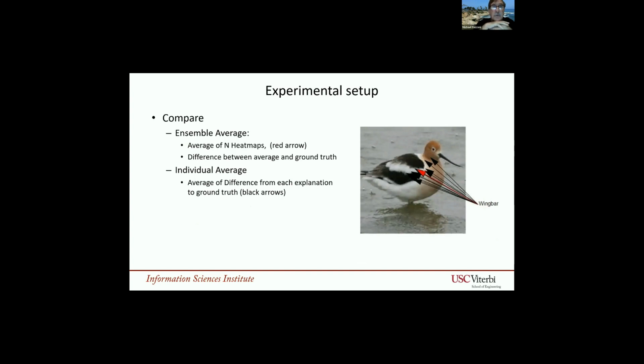And then the experiments, we're going to compare two different things. One is the ensemble average. That's where we use our technique of averaging over n heat maps. And then we're going to compare that to an individual run where you just do a single run and see if the average increases the accuracy.